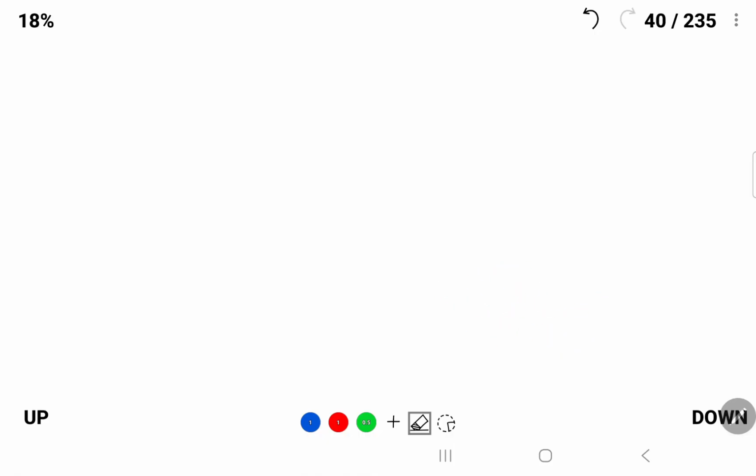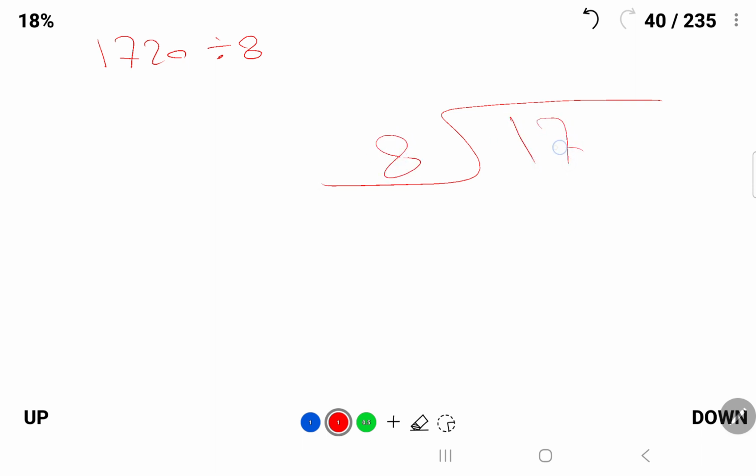Now another example, let's say you have 1720 divided by 8. Now first, how many times does 8 go into 17? 2 times. So 2 times 8 is equal to 16. 17 minus 16 is equal to 1.